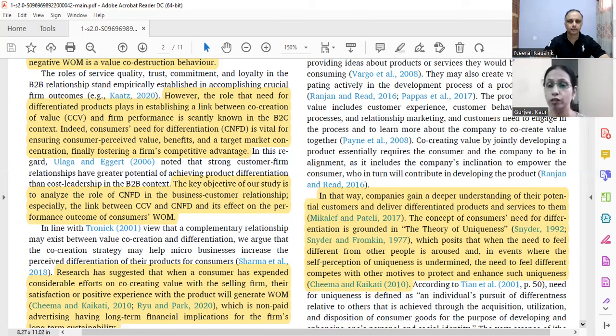So you don't want others to follow. Imitation of the design is something you are afraid of. You don't want others to imitate your designs. So that is the crux of the theory of uniqueness.